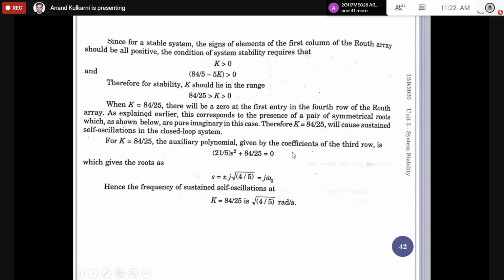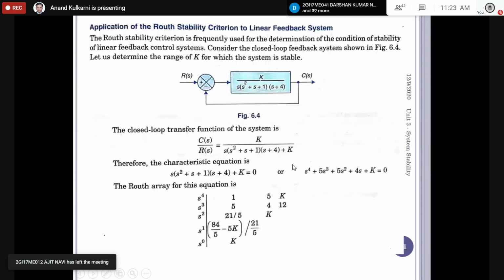And at k is equal to 0 or k is equal to 84 by 25, you will get complex conjugate roots on the j omega axis. That is what he has done. You can see here, if you put k is equal to 84 by 25, this term is 0. The next term is already 0. That means a whole row has become 0.